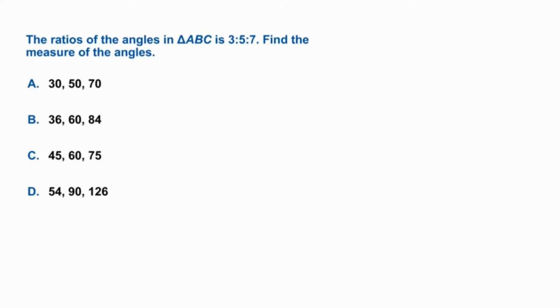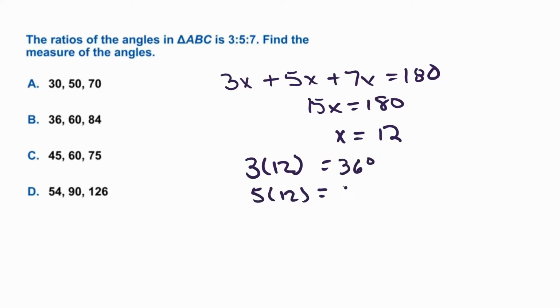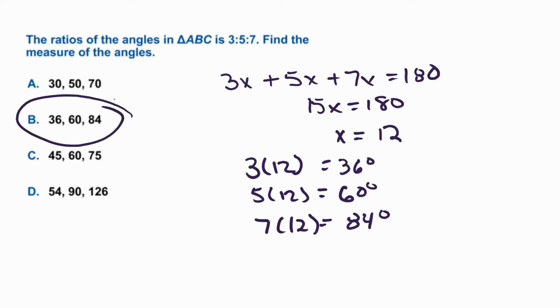The ratios of the angles in triangle ABC is 3, 5, 7. Find the measures of the angles. So 3x plus 5x plus 7x equals 180. So 15x equals 180. And we end up with x equals 12. 3 times 12 is 36 degrees. 5 times 12 is 60 degrees. And 7 times 12 is 84 degrees. So the answer would be B.